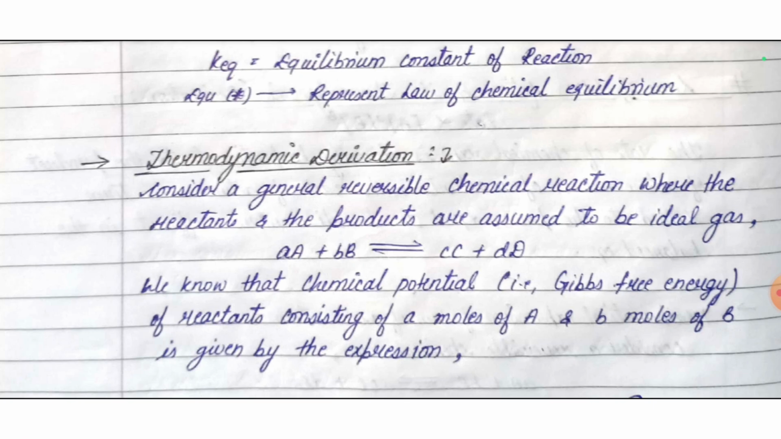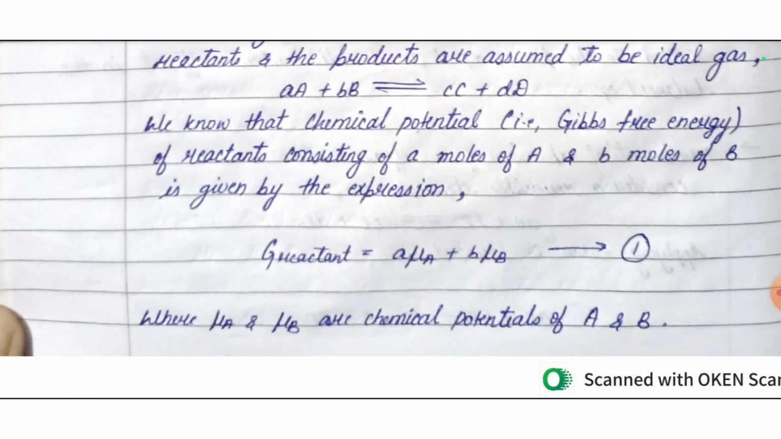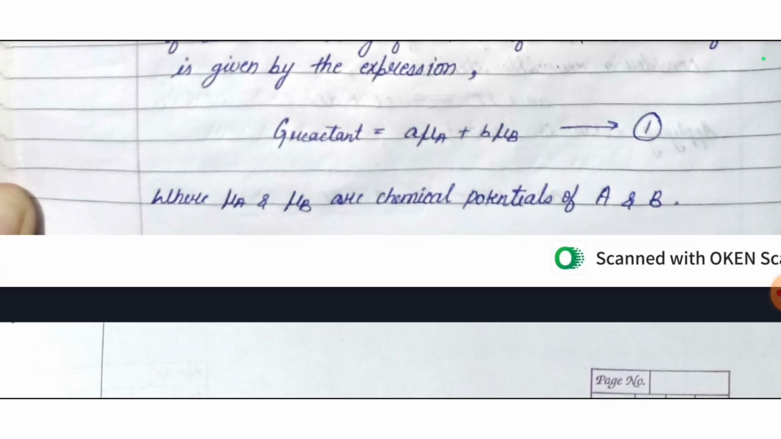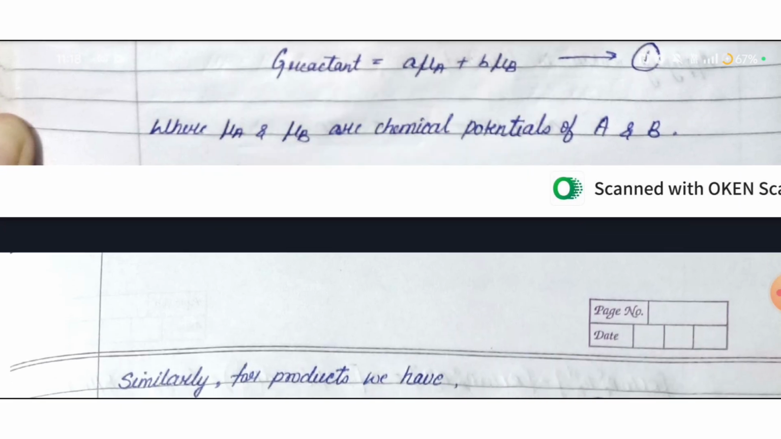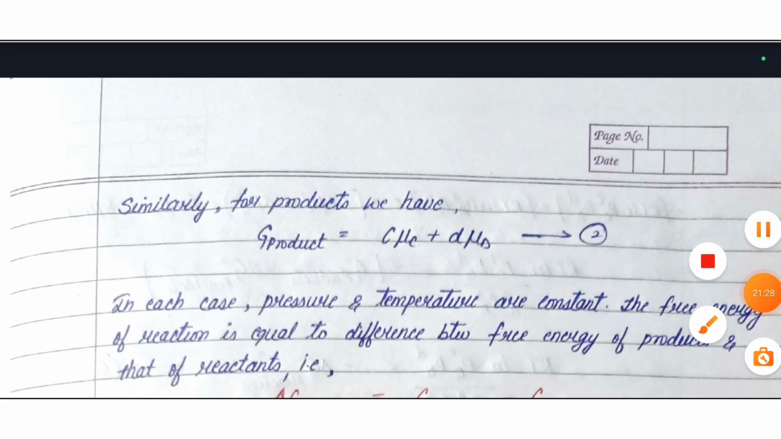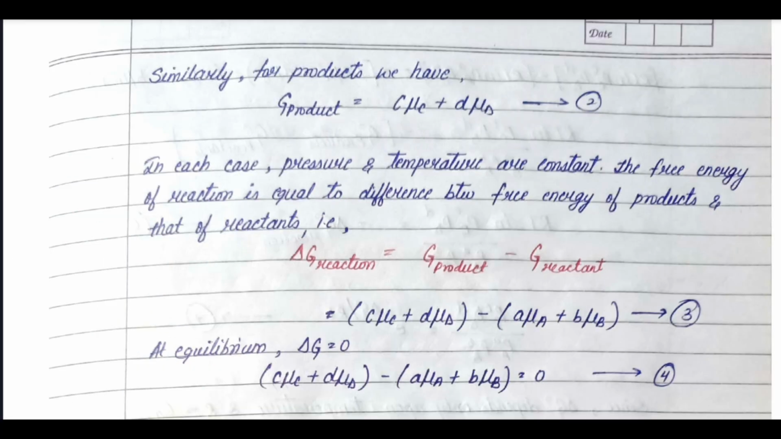Thermodynamic derivation. Consider a general reversible chemical reaction where the reactants and products are assumed to be ideal gases: aA plus bB gives out cC plus dD. We know that the chemical potential, that is Gibbs free energy, of the reactant consisting of a moles of A and b moles of B is given by the expression G reactant is equal to a mu A plus b mu B, equation 1, where mu A and mu B are chemical potentials of A and B. Similarly, for products we have G product is equal to c mu C plus d mu D, equation 2.